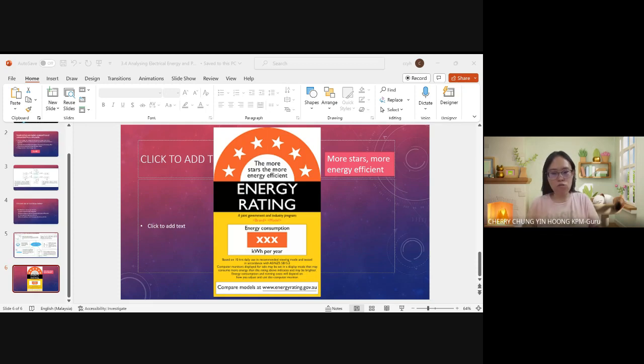OK，so 今天我们就学会了 EMF，我们学会了 internal resistance and also the formulas for you to find the electrical energy and power and also how to save the electricity. OK，the steps to save the electricity for efficient use of the electrical energy.